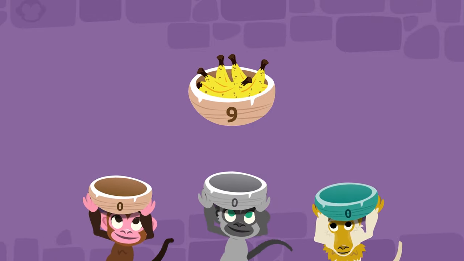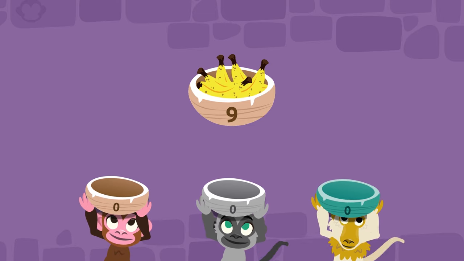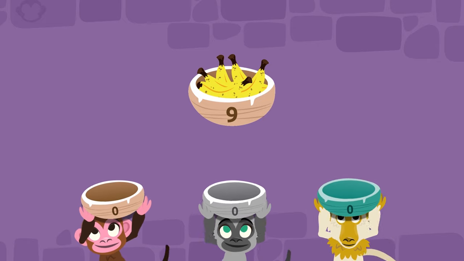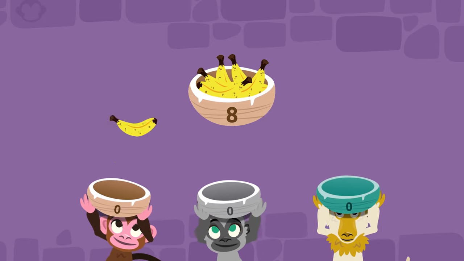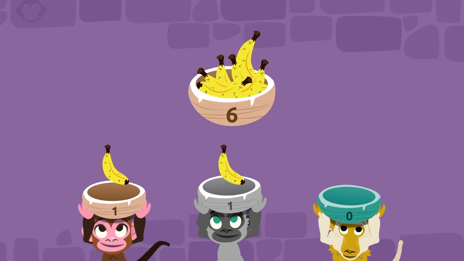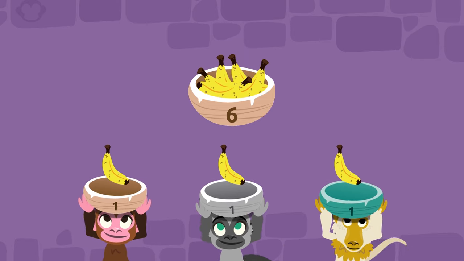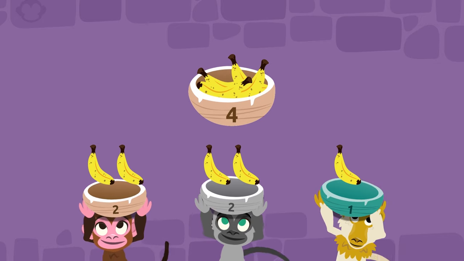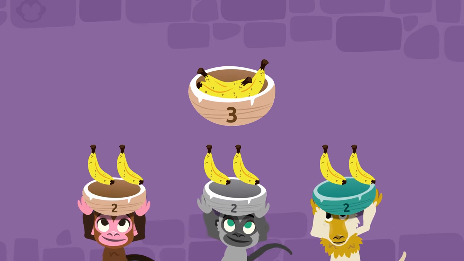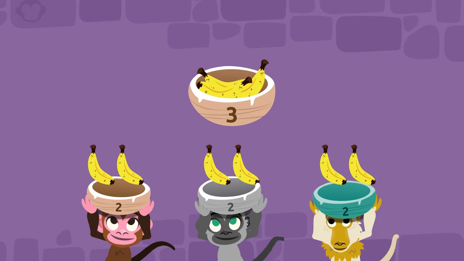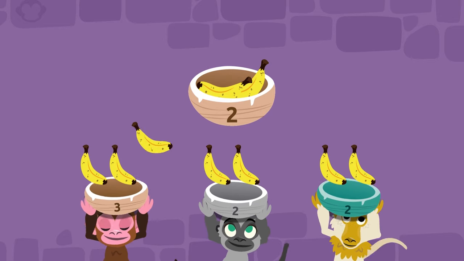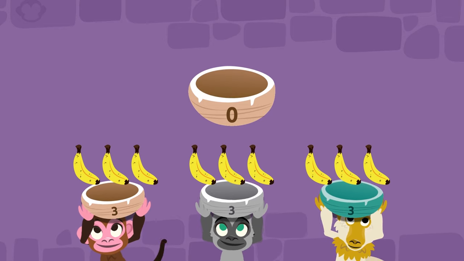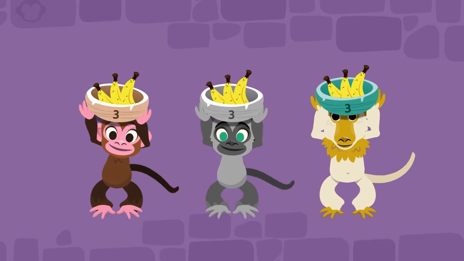Let's see how we can share out these 9 bananas among 3 monkeys. Let's start handing out the bananas one by one. 1 for the brown monkey, 1 for the gray monkey, and 1 for you. Let's do another round. Come on, there are only a few left to go. Another round. Done! We've shared out all the bananas.